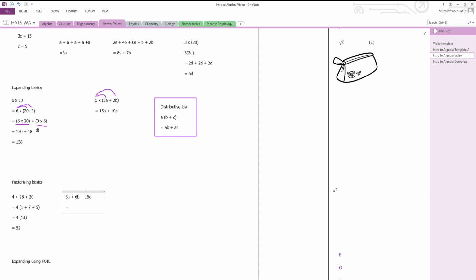We want to factorize this. So what number goes into all three of those? 3 would go into all three of those, so we could take 3 out. So 3 multiplied by a would give us 3a, 3 multiplied by 2b would give us 6b, and 3 multiplied by 5c would give us 15c.